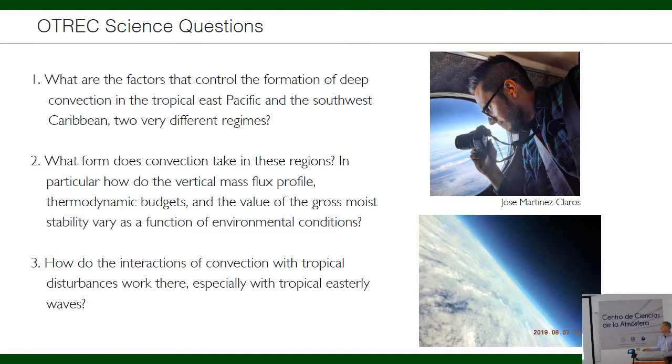So this is one thing that we're going to look at in OTREC. And then, more generally, how do the interactions of convection with tropical disturbances work in this region, especially the tropical easterly waves, which is the topic of my talk. These are actually some early pictures from the G5 aircraft, taken I think this is August 7th, over a mission over the East Pacific. Jose is one of the main photographers for many of the pictures that we've taken so far.